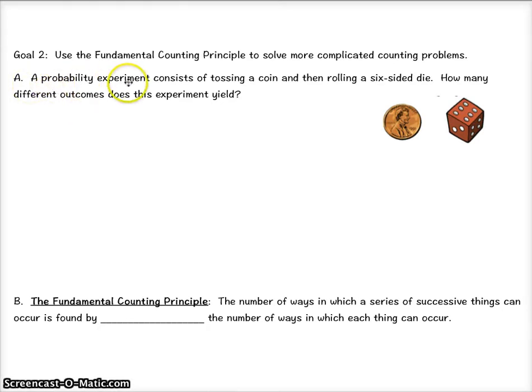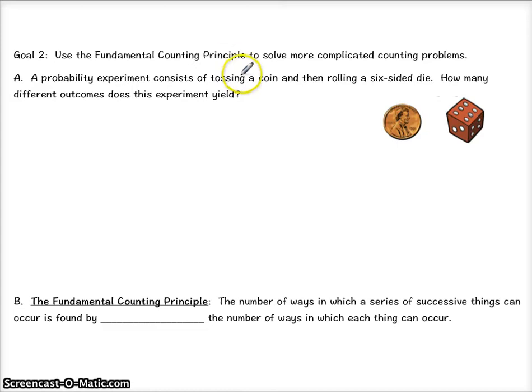A probability experiment consists of tossing a coin and then rolling a 6-sided die. How many different outcomes does this experiment yield? Well, one way I can figure this out is to draw a diagram. You may have heard of a tree diagram before. So with the tree diagram, let's decide whether we're going to start with the penny or the die. And it doesn't matter. I'm going to choose that we'll start with the penny.